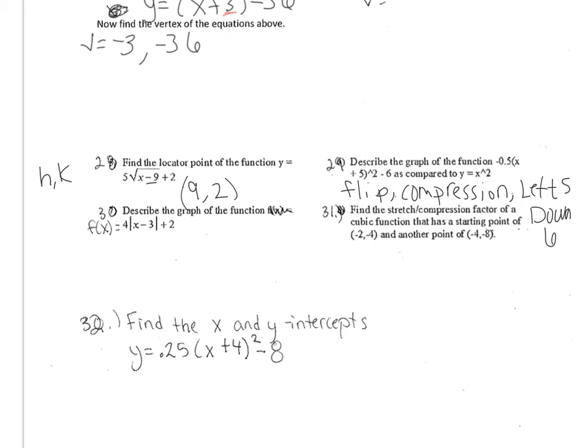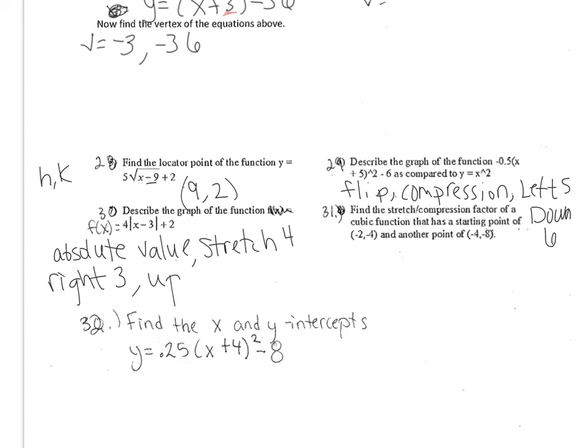Let's describe this graph. Okay, well, this is an absolute value. The a value, and I'm getting this all from my parent equations. Remember, it's a and then some x plus, x minus, and then plus k. The absolute value, it's a stretch because that a value is bigger than 1, so a stretch of 4. X minus 3, it always does the opposite. So in the last problem, when it said x plus 5, it was actually left 5. This problem is saying x minus 3, so it's right 3 and up 2.